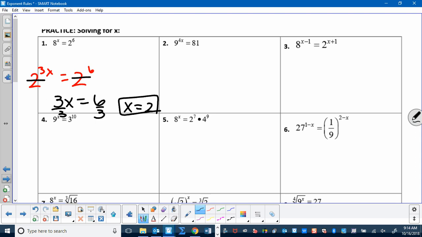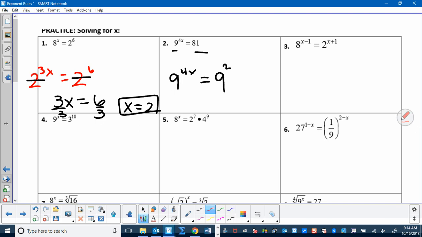Number 2, which number is smaller? 9. So 9 is cool, it can stay. You can only cancel things out if they're the same, so you need that to also say 9. 9 to what power gives you 81 squared? If the bases are the same, the exponents have to be the same.